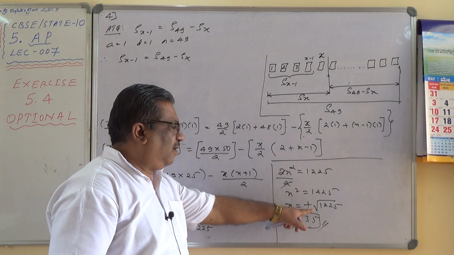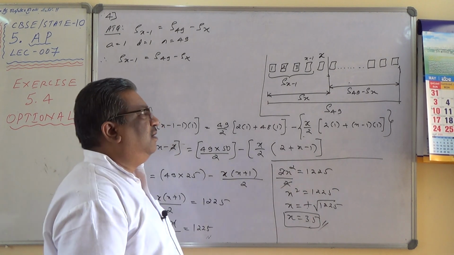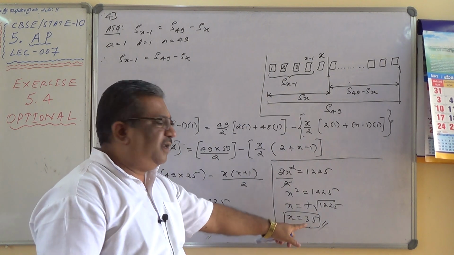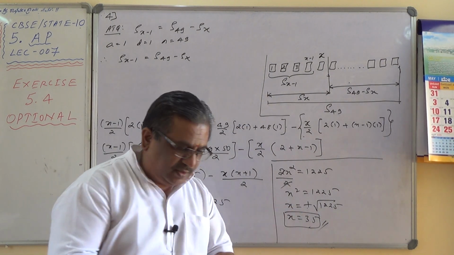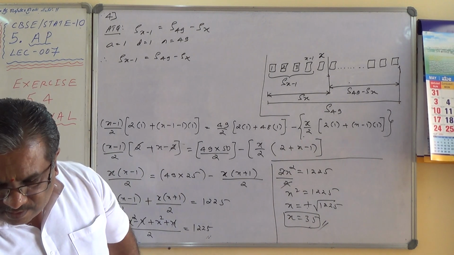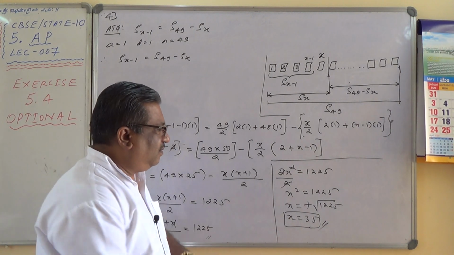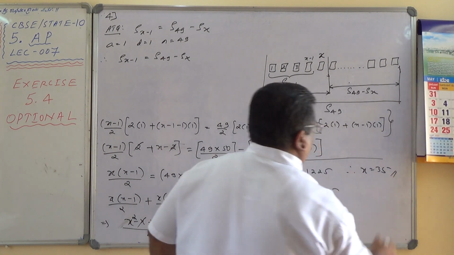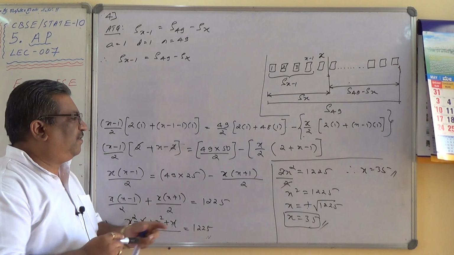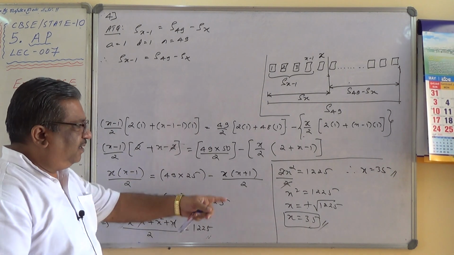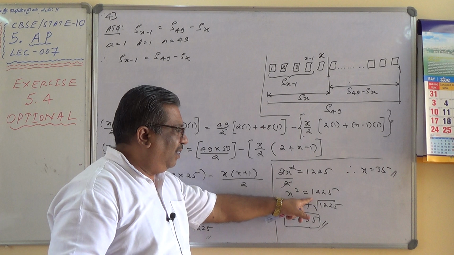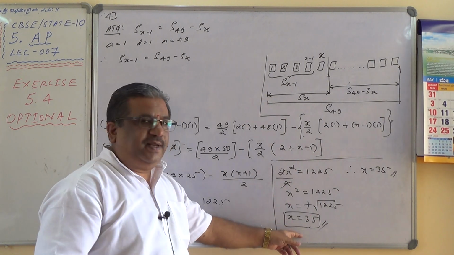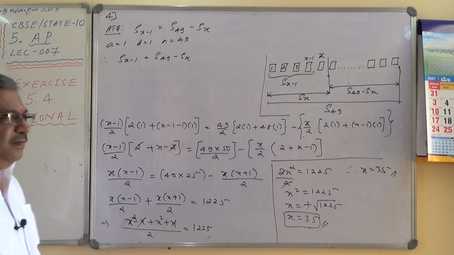Why we cannot take plus or minus here? Because house number cannot be negative, and therefore x is equal to 35 is the value over here. So check 1225 whether it is correct or not. Therefore x is equal to 35 is the answer. I hope you have understood. Couple of times you solve this one, you should be able to get this. Only thing is negative value is not accepted because house numbers cannot be negative, and hence x is equal to 35 is the answer. Okay, note it down.